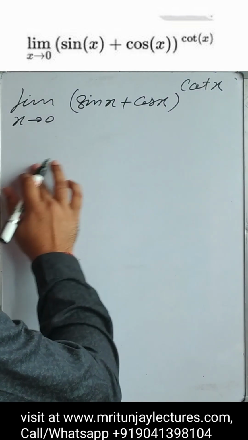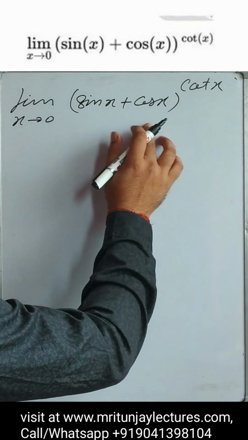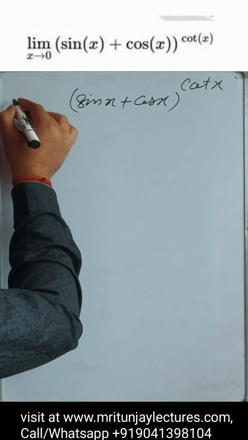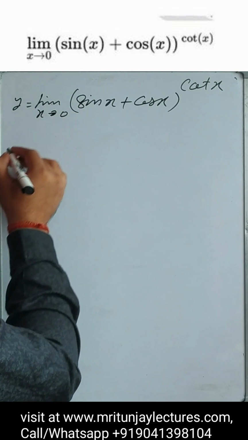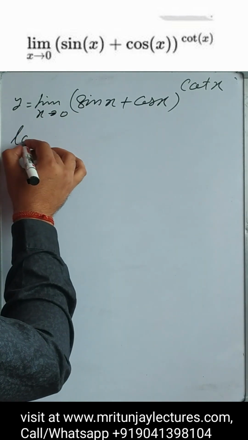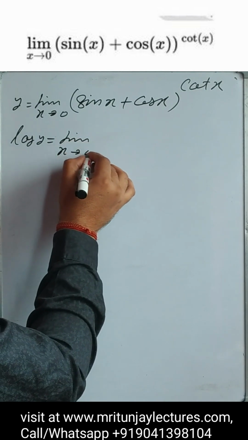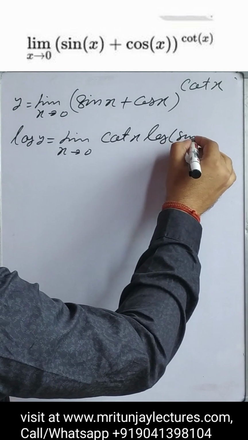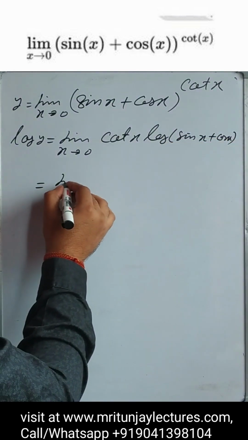Okay, so we solve this type of problem with the help of log. Take log both sides. Suppose that this limit, x tends to 0, is equal to y. So taking log both sides, log y equals limit x tends to 0 of cot x into log of (sin x plus cos x). Clear or not? So how can we do it?